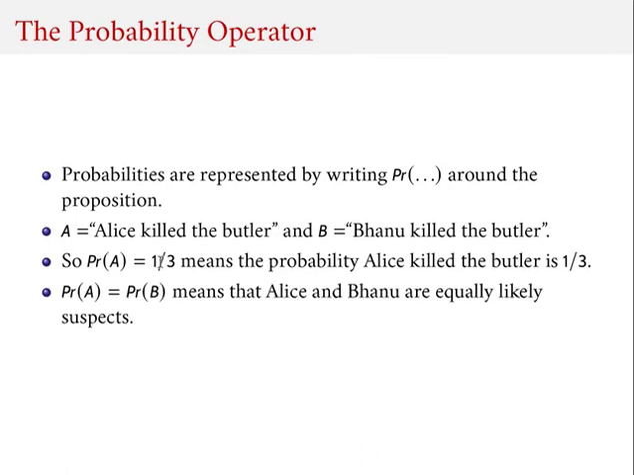Now, instead of writing out particular numbers, we can also make claims as follows. We can say that the probability of A equals the probability of B. And what that means is that Alice and Banu being the murderers is equally likely. Or to put it another way, Alice and Banu are equally likely suspects. The probability that Alice did it and the probability that Banu did it are equal.